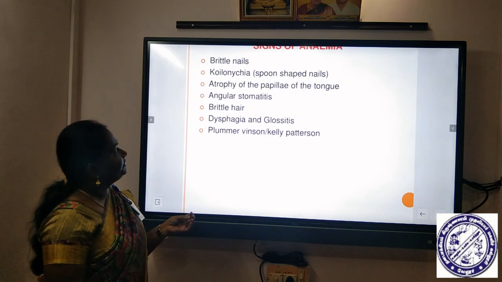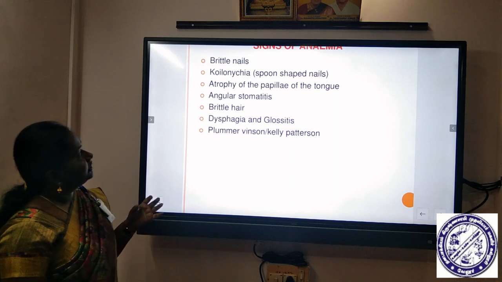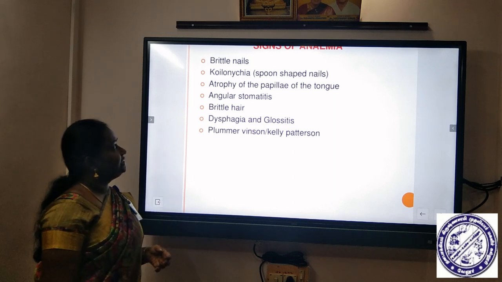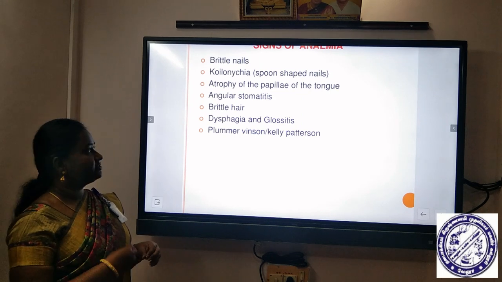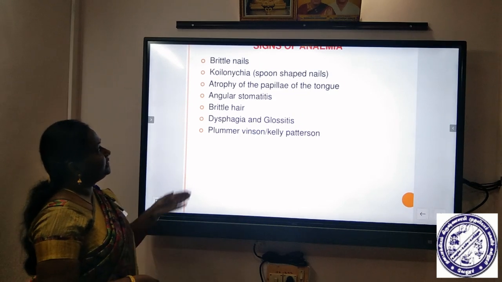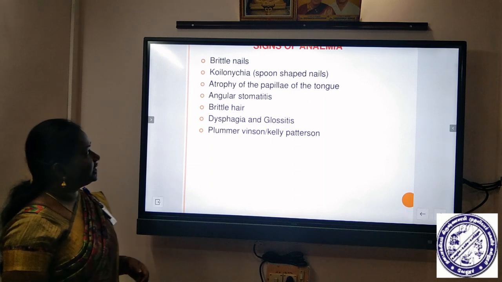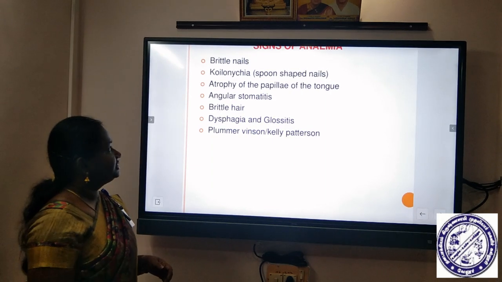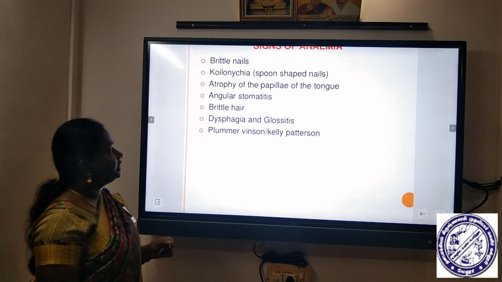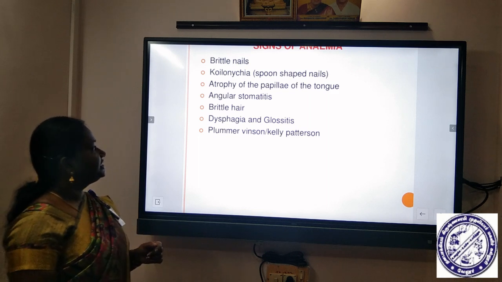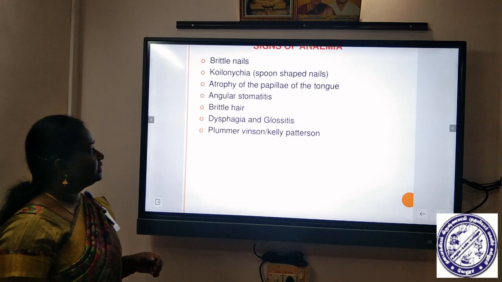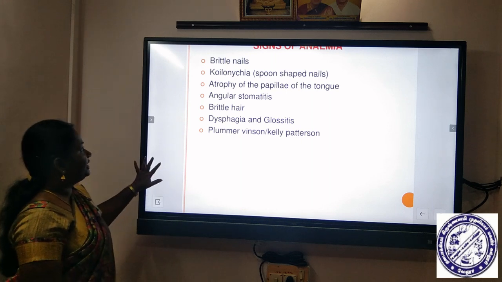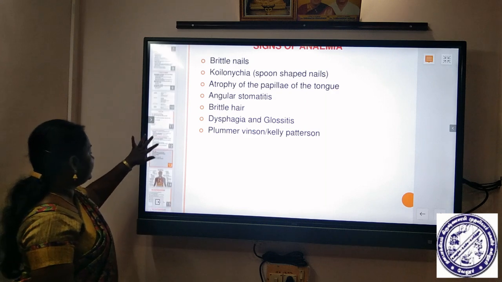And a major noticeable symptom of anemia is brittle nails. Brittle nails means the nails will be easily broken, and spoon-shaped nails will be seen, and atrophy of the papillae of the tongue, that is, the color of the tongue will be different, and angular stomatitis and brittle hair, and dysphagia, glossitis, blurred vision. So these are the main symptoms of anemias.